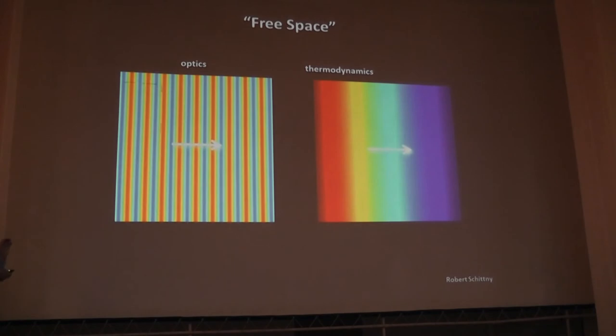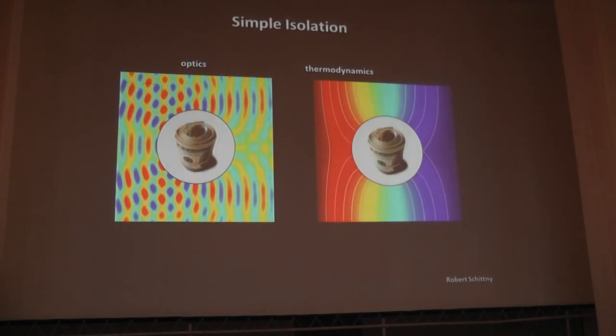And this is not thermal insulation, it's thermal cloaking. It really is based on the analogy between optics and thermodynamics. In optics we have propagation of waves, and in thermodynamics we have heat transport, which is a diffusive process. So it's not exactly the same as in optics. There's no wave phenomenon associated with that.